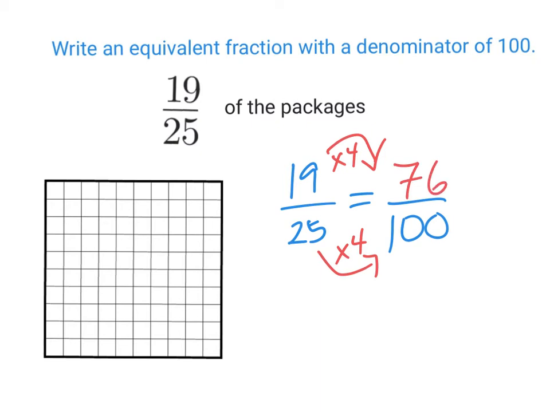So if we colored that in on the grid, we'd be coloring in 76 cubes. So 76 per 100. This equals 76%. It also equals the decimal 76 hundredths.